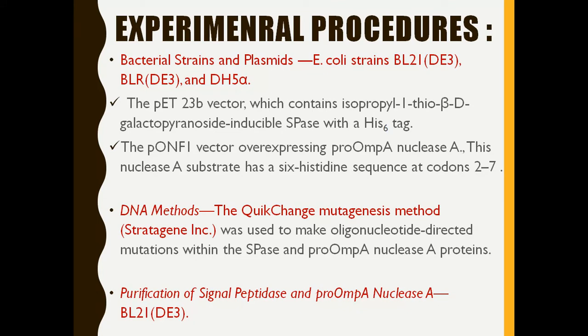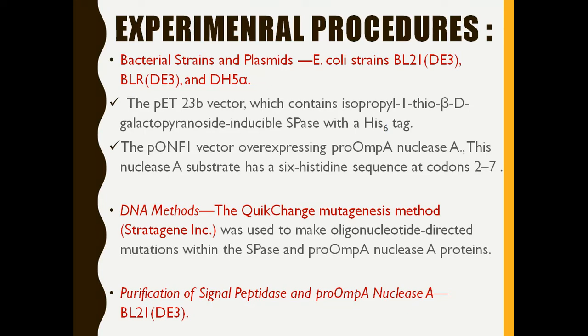First, the bacterial strains and plasmids of Escherichia coli strains are as follows. The vectors are the pET23 vector, which contains the inducible SPase I, and the pONF1 vector, overexpressing pro-OmpA nuclease A. This nuclease A substrate has a 6-histidine sequence at codons 2 to 7.